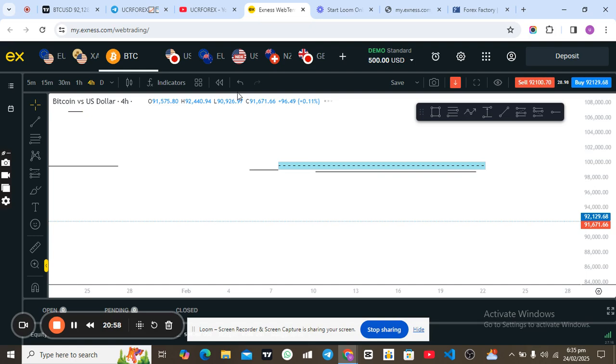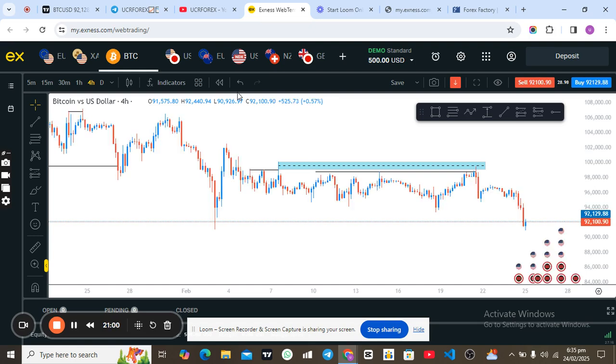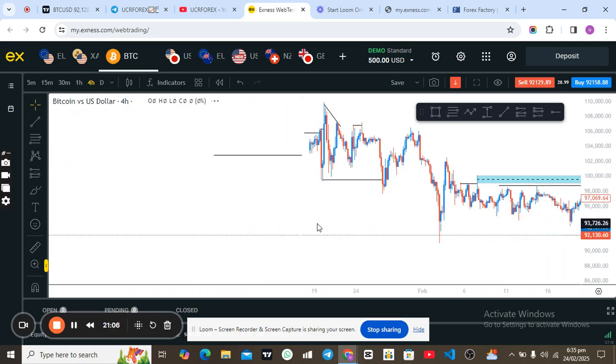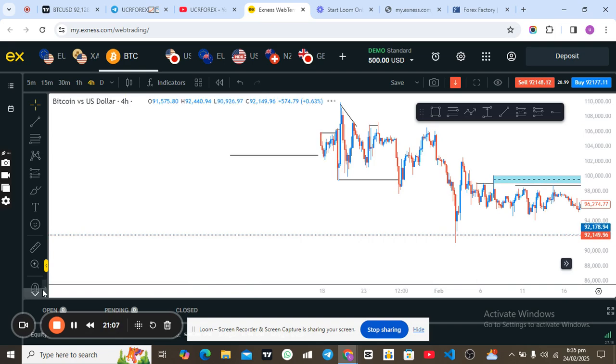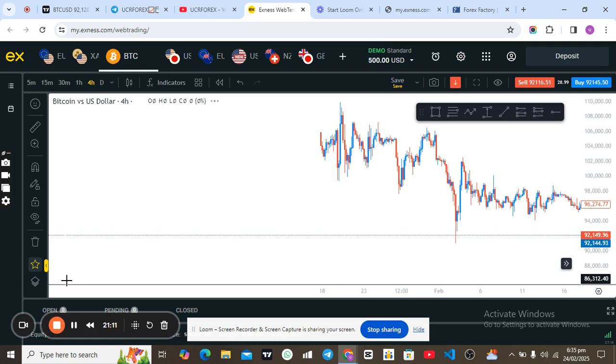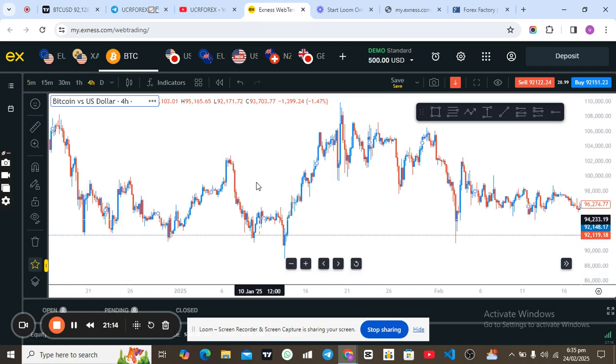So now let's clear the chart and see how we can master this particular strategy. So this is BTC USD. First of all, I'm going to concentrate on clearing everything that is on the chart. This is like a demo account, you get.